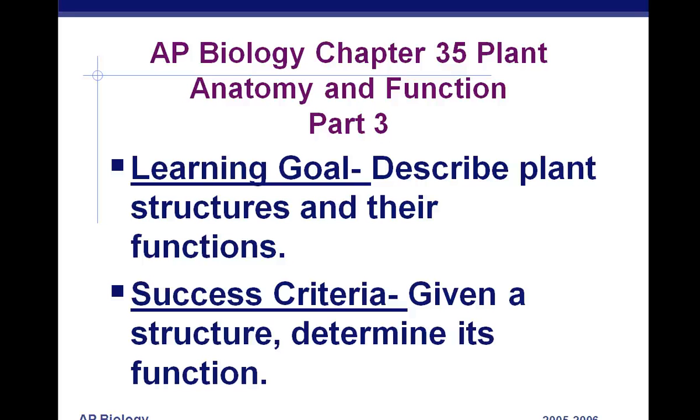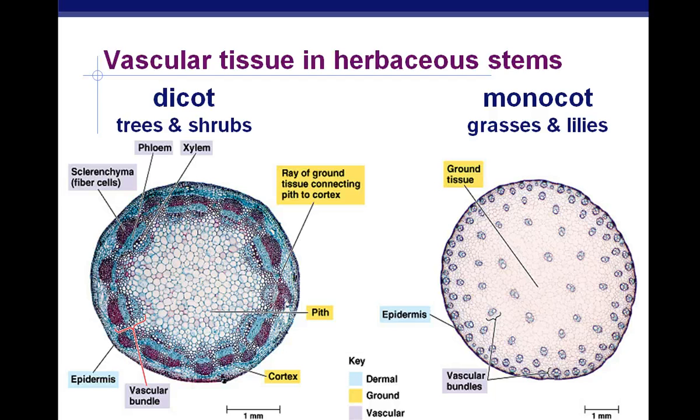AP Biology, Chapter 35, Plant Anatomy and Function, Part 3. Remember that dicots and monocots are types of angiosperms, or flowering plants, and they have different arrangements of vascular bundles, or tubes within their stem. Here we have the dicot.